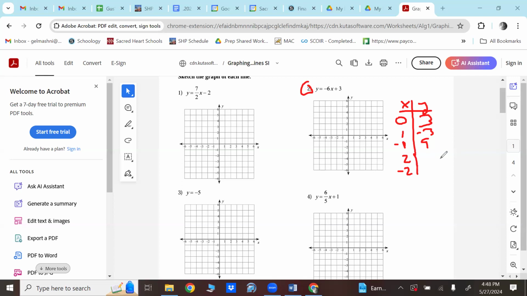2 is -9. And then -2 is 12, 15. Yeah, 12 points, you're good.